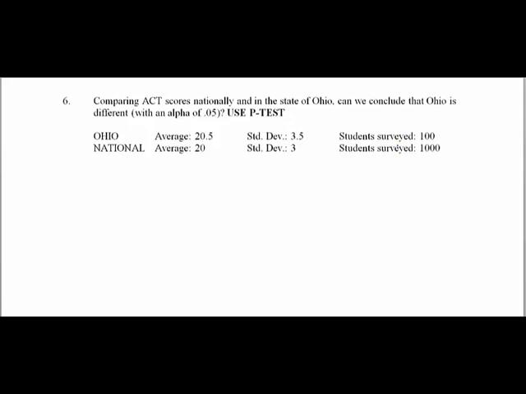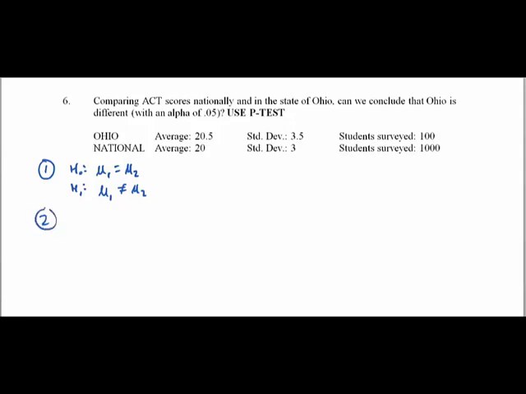Now, we're just basically concluding, is Ohio different than the national average? So this is going to be a two-tailed test because we're just looking for difference. We're not saying better or worse, we're saying different. So in step 1, the null and the alternative is going to have its argument. The null is going to say the average of Ohio is the same as the national, and the alternative is to say, no, these guys are not the same.